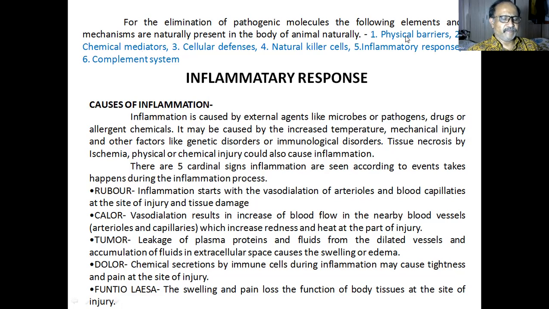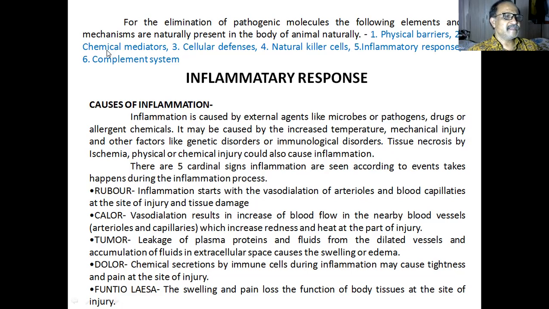Physical barriers are the presence of hard skin, presence of hair on the body, presence of sweat glands and sebaceous glands. Then the presence of scales on the body. Then mucus, the secretion of mucus along the respiratory, digestive, and other surfaces. These are the physical barriers. These physical barriers resist the pathogens from entering the body of the animal.